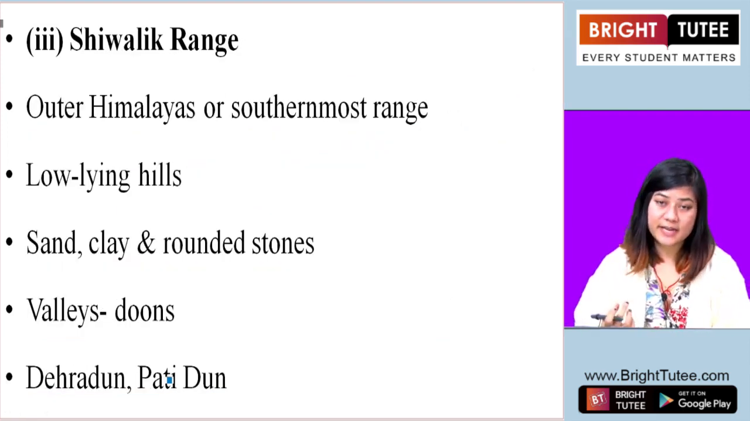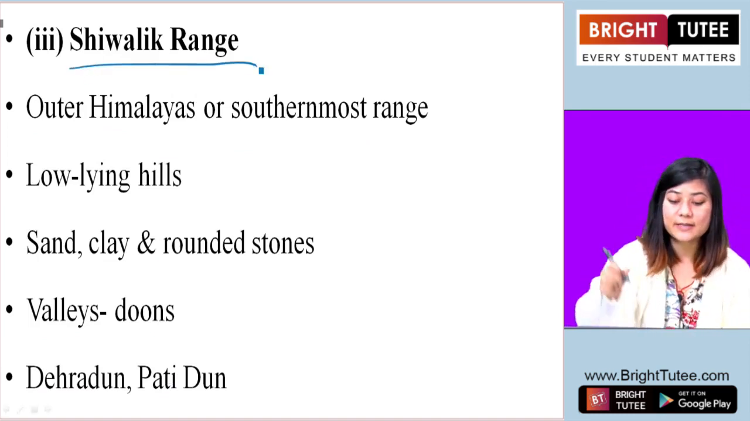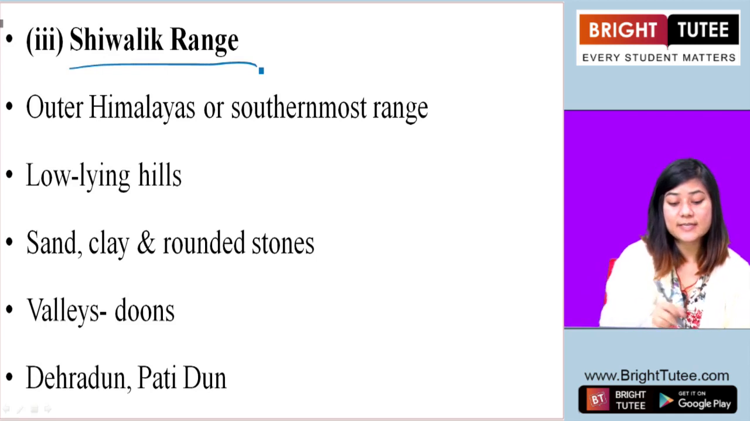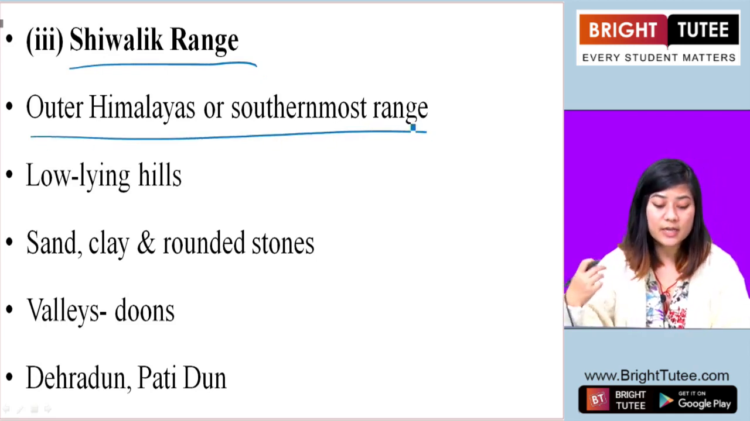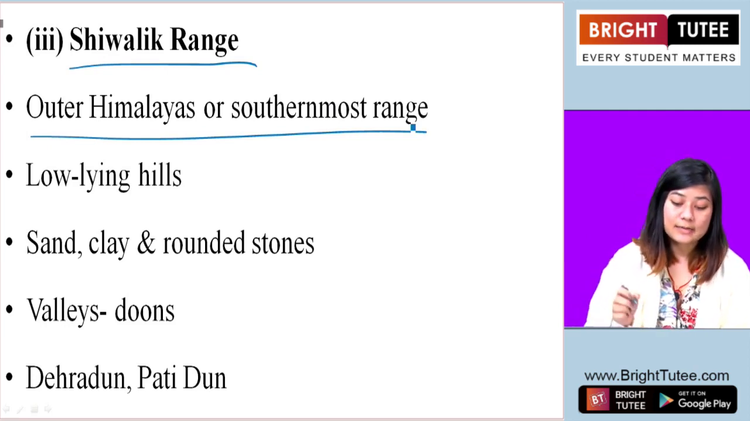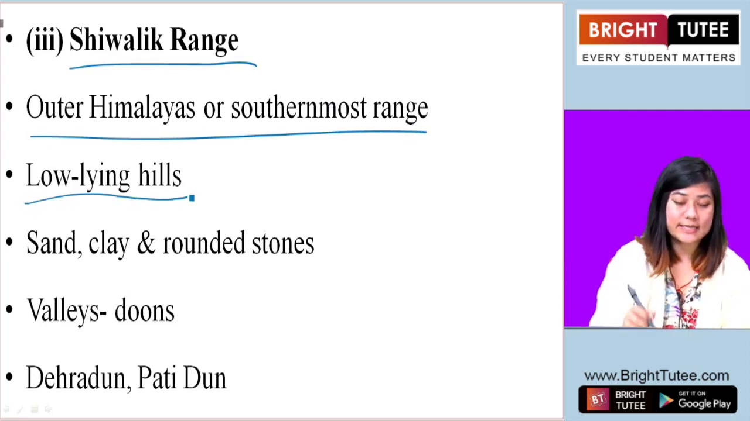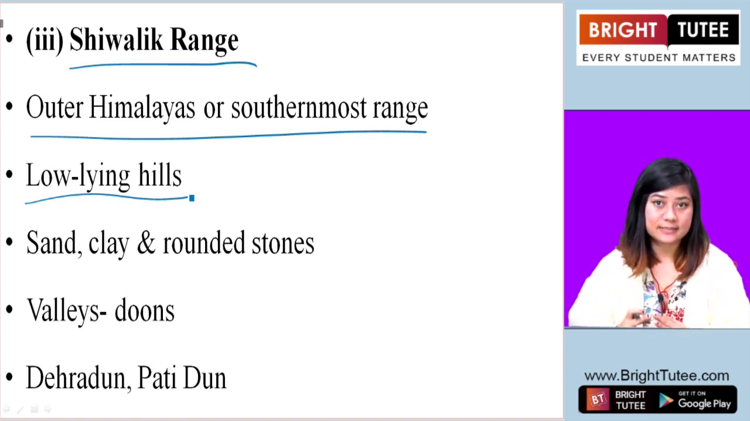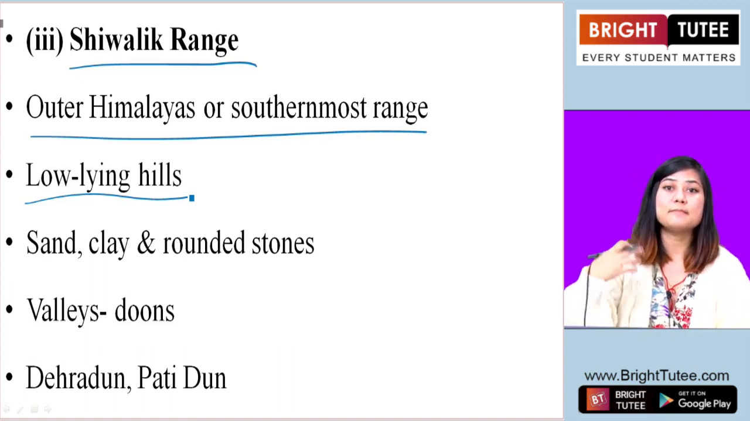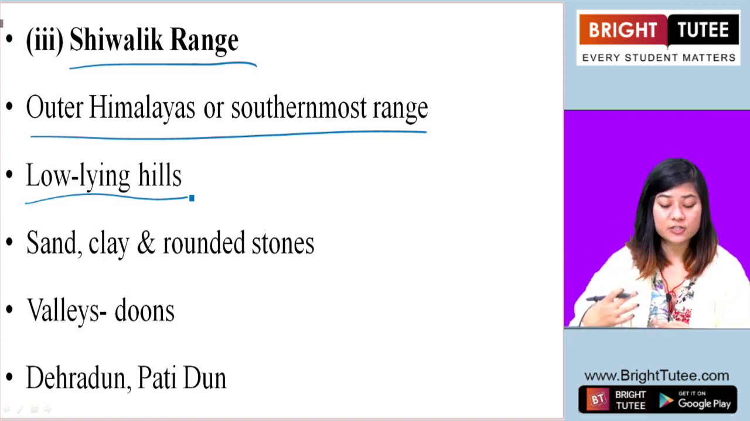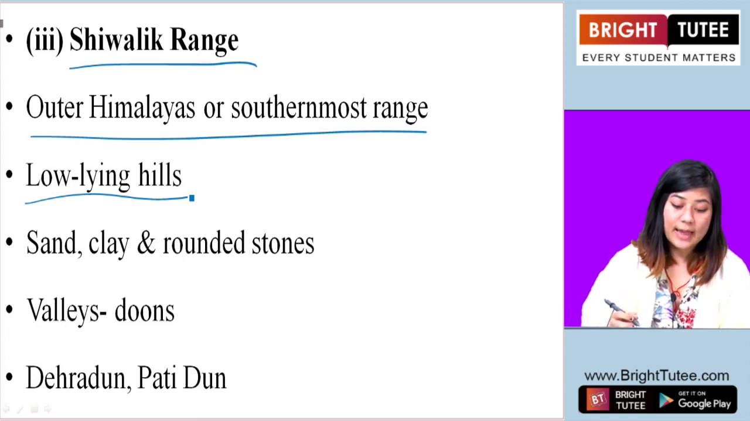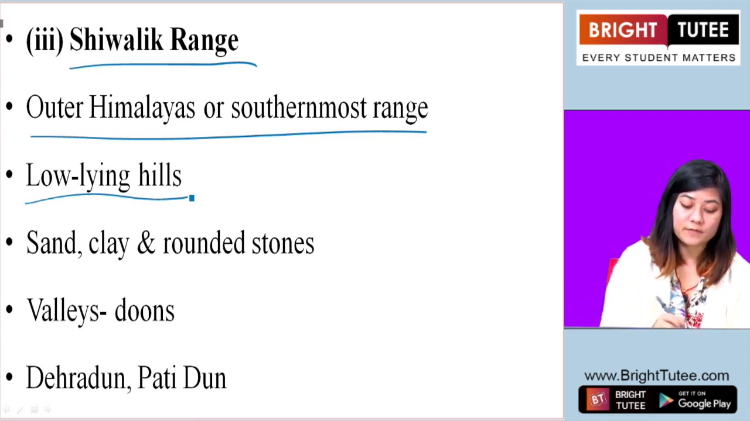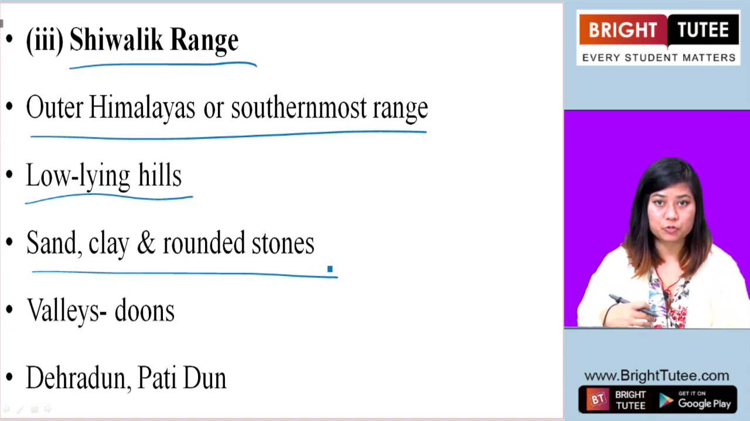Now, the third range of the Great Northern Himalayan range is called the Shivalik range. Now, this range is the outer Himalayas or the southernmost range of the Himalayas. Okay. Now, this range has low-lying hills. The other two had mountains, but this Shivalik range has low-lying hills. Okay, and these hills are made of sand, clay, and rounded stones.